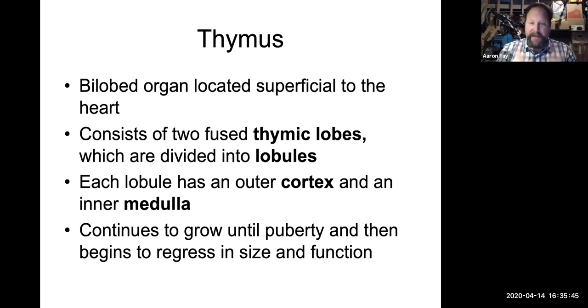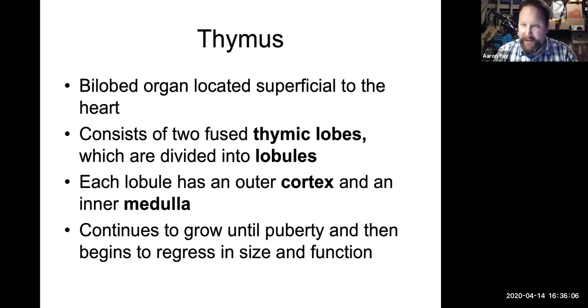So as I mentioned, we have two lobes. Each lobe has an inner and outer layer. The outer layer is called the cortex. The inner layer is called the medulla. And this organ grows with the body up until puberty. After puberty, all those T cells that are leaving the thymus cause the organ to contract.